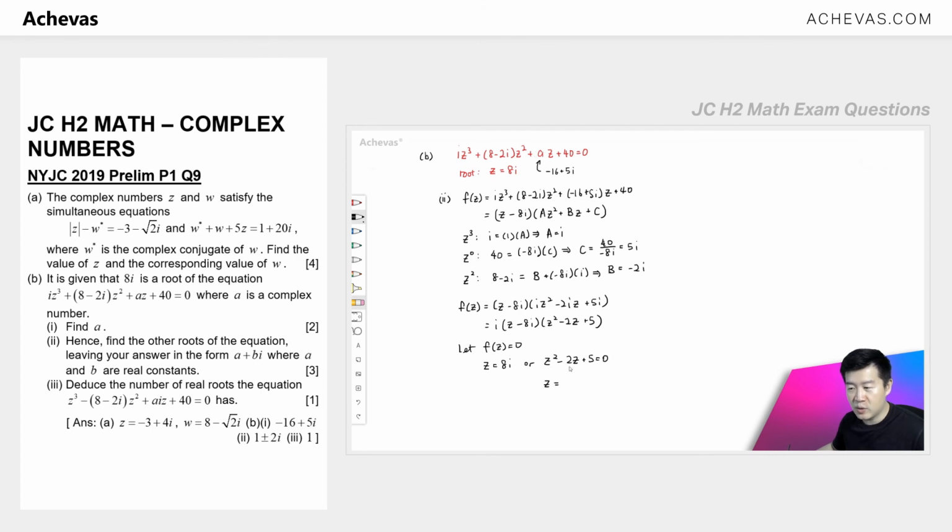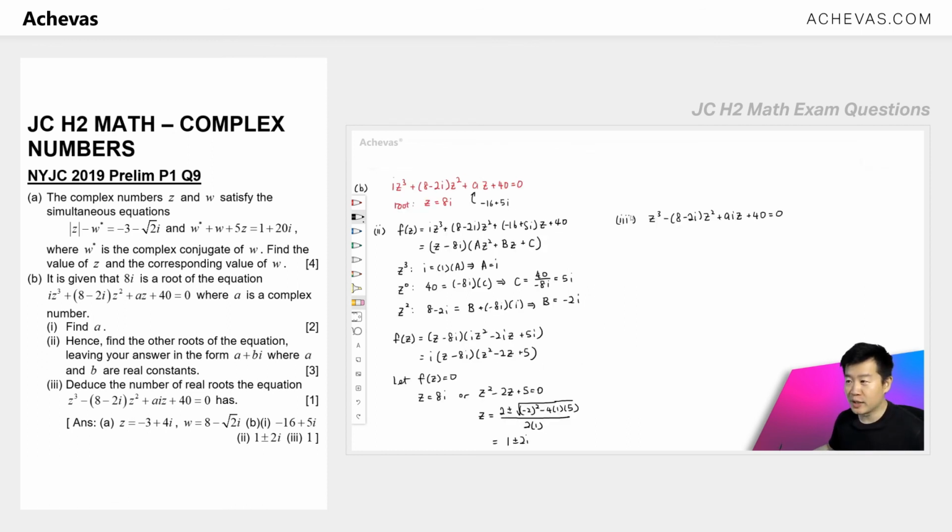And z here will be negative of negative 2, which is positive 2, plus or minus the square root of this squared minus 4ac, divided by 2a. So if I were to simplify this, I will be getting 1 plus or minus 2i, which are going to be the other two roots of the equation where this is equal to 0.